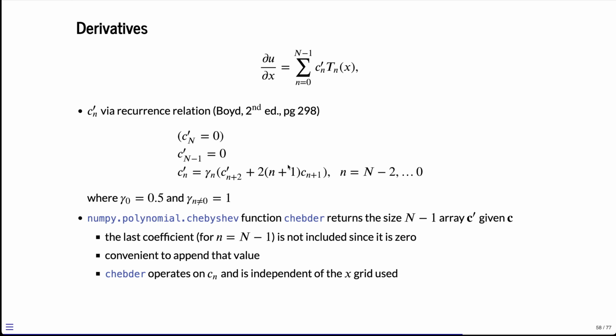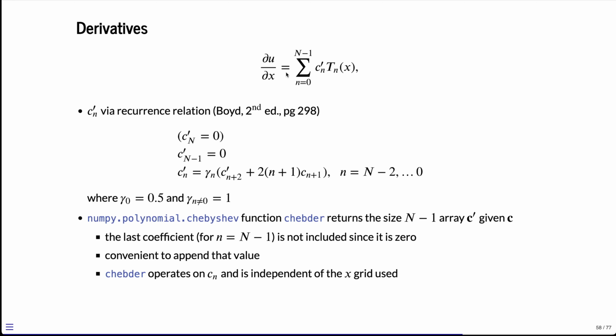So a derivative of u with respect to x is its own function of x, and so we can represent it by this Chebyshev series here, where Cn prime just indicates the coefficients that correspond to the derivative function.